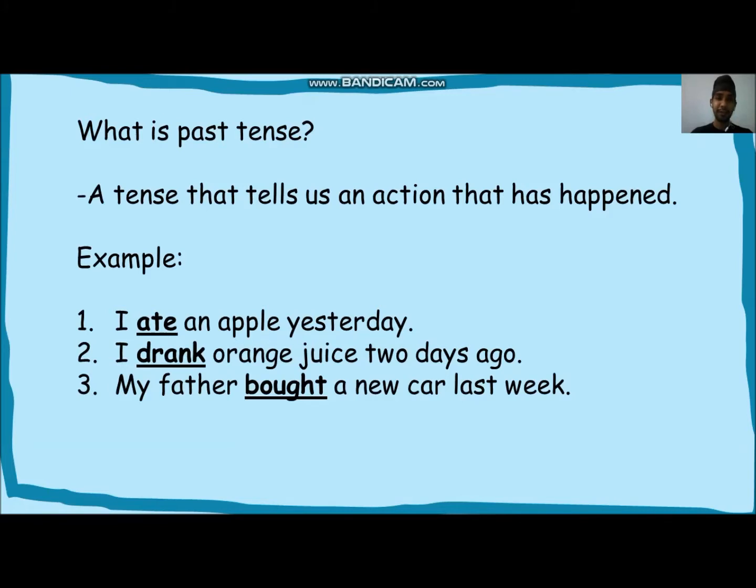Past tense refers to a tense that tells us an action that has happened. In another case, it means an action that had happened in the past. For example, I ate an apple yesterday. It means that the action of eating the apple happened yesterday.